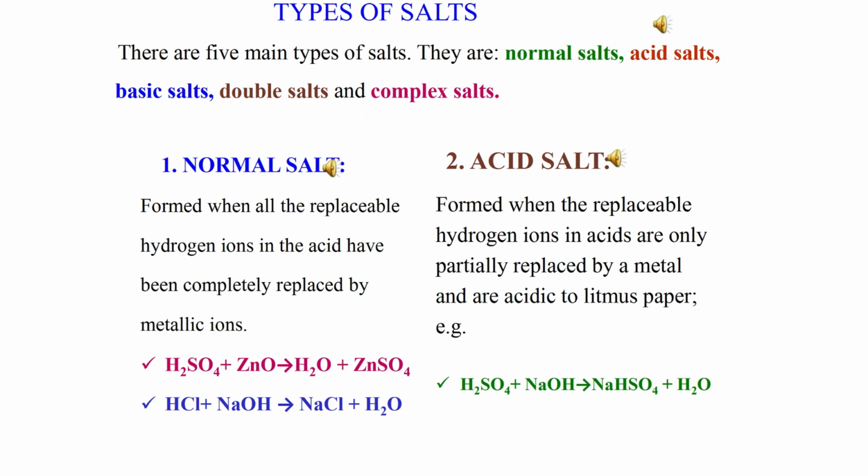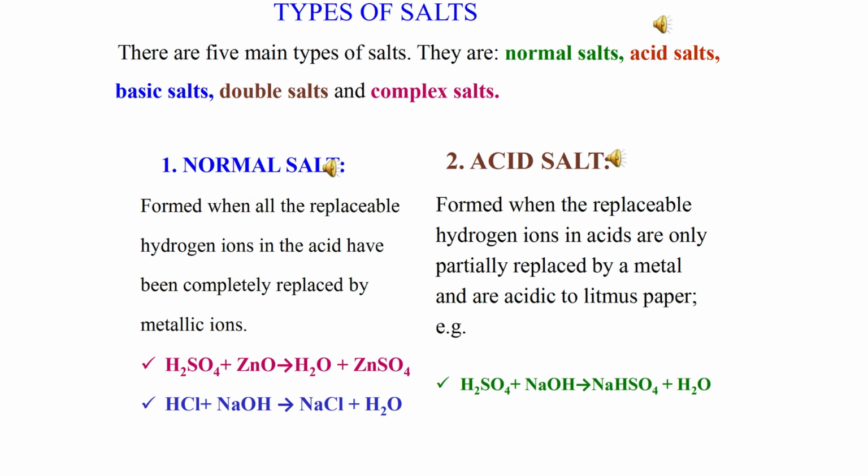Moving on, let's discover the different types of salts. There are 5 main types of salts. They are normal salts, acid salts, basic salts, double salts, and complex salts. First, a normal salt is formed when all the replaceable hydrogen ions in the acid have been completely replaced by metallic ions. For example, H2SO4 plus ZnO yields H2O plus ZnSO4, and HCl plus NaOH yields NaCl plus H2O.